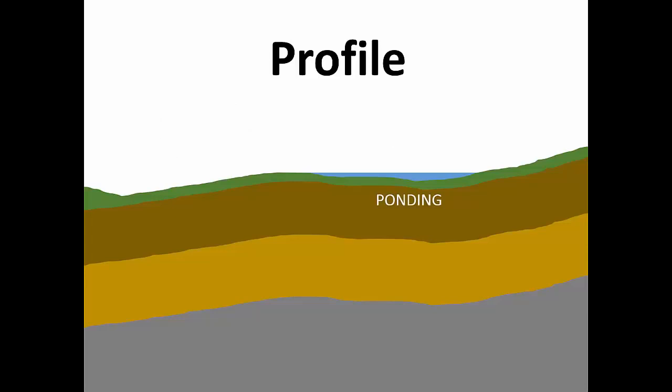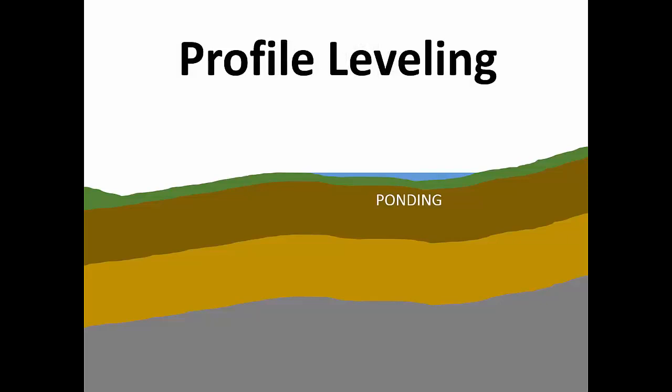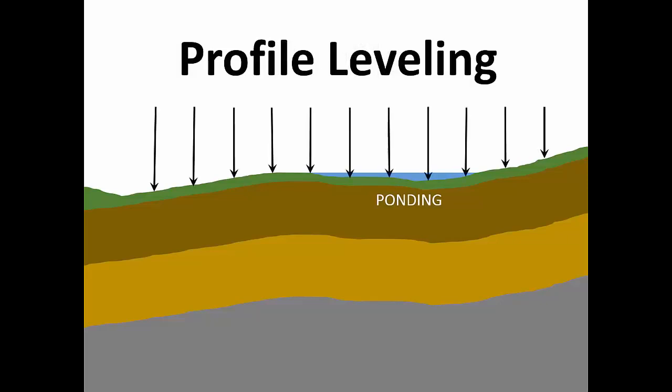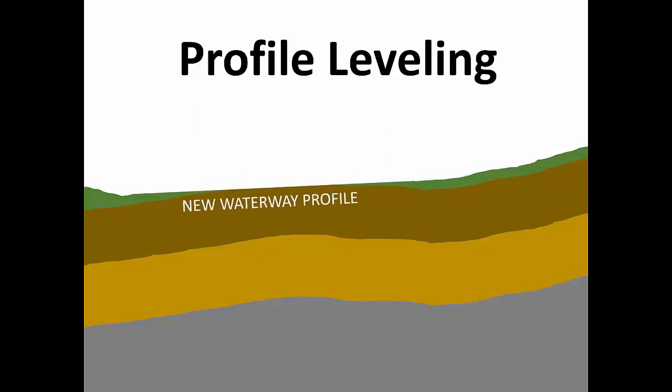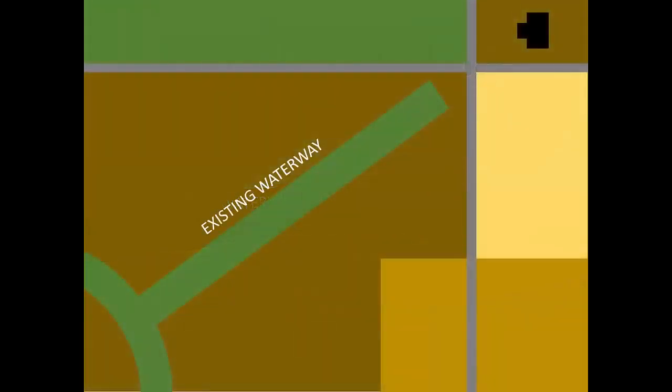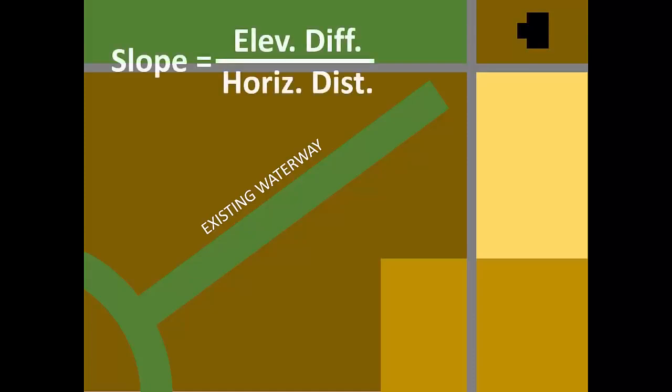We can use a method called profile leveling. The idea is to measure the elevation at intervals along the waterway profile. Equipped with this information, we can design a new waterway profile and excavate the soil that caused the ponding problem. Here's a simplified map of your waterway. Computing waterway slope requires not only elevation difference, but also horizontal distance.